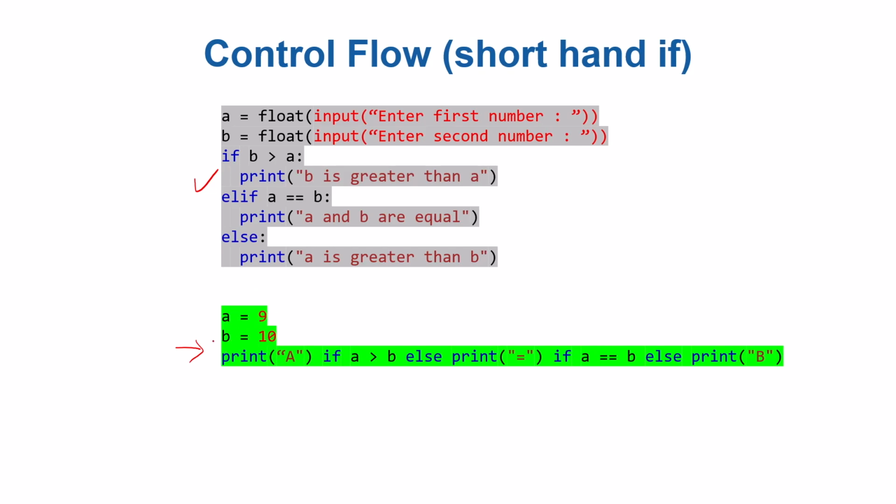Let's say a equals 9 and b equals 10, then print a if a is larger than b, else print this particular thing if a is equal to b, else print that. This is exactly the same kind of structure. For example, print a if a is larger than b. So you just read that: if a is larger than b, then print a. Else if a is equal to b, then print equal. Else print that. So that is a short form of writing this if else kind of structure.